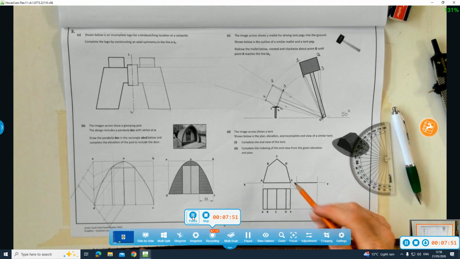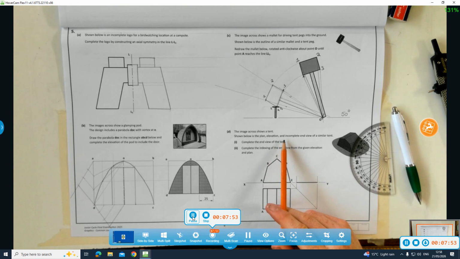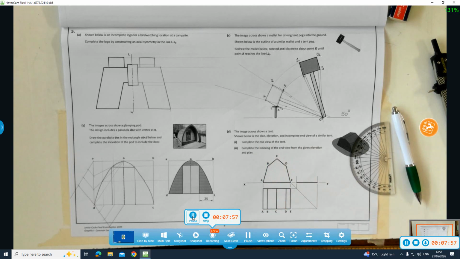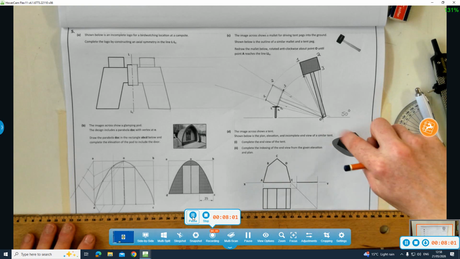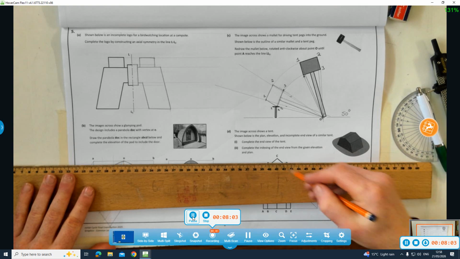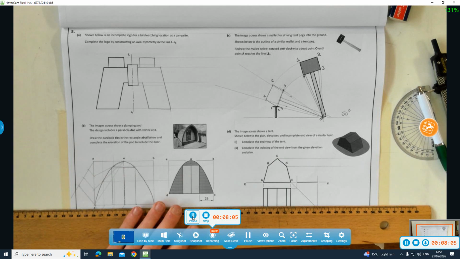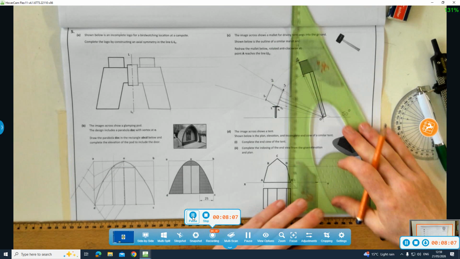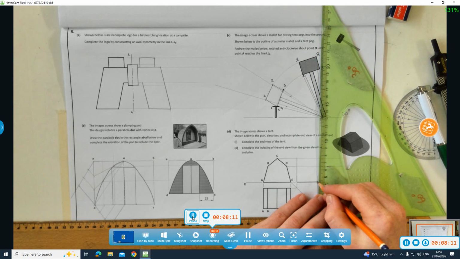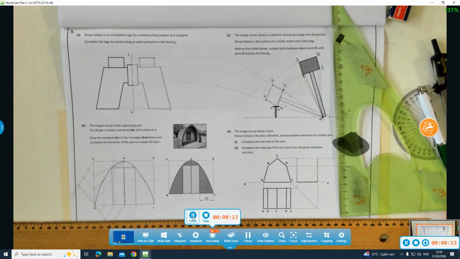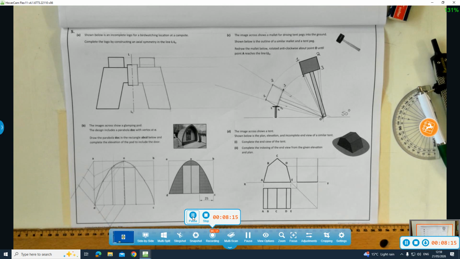Now we need to do this one down here. So shown below is an elevation plan and incomplete view of a similar tent. Complete the view, include in view the tent. Okay. So if we're looking in this way, we want to bring across our points there. So that's the view complete, and complete the indexing.